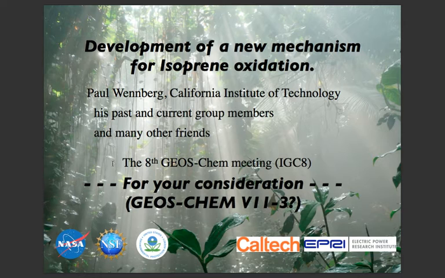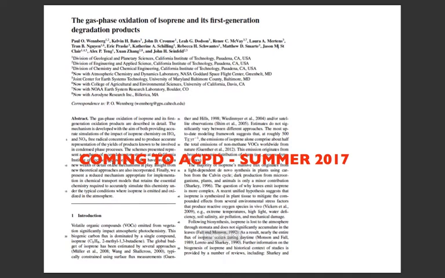And so this is the paper. It's an enormous effort with many co-authors. It's going to be submitted this summer. It's our attempt to synthesize all the lab work that we've done in our group over the last decade, including work that's been done outside of our laboratory as well, that has really refined our understanding of how isoprene is degraded in the atmosphere, what major products are formed, and their subsequent chemistry.